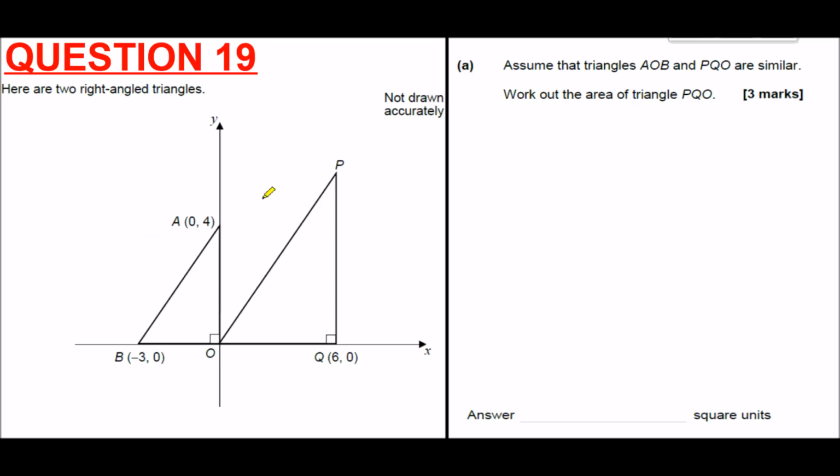Question 19. We have 2 right-angled triangles, and for part A, we're to assume that both triangles are similar. And we need to work out the area of triangle PQO. And so PQO is a triangle that goes from P to Q to O. So I'm just going to shade this in to make it less likely you'll get confused by which triangle I'm talking about, because there's 2 different ones here.